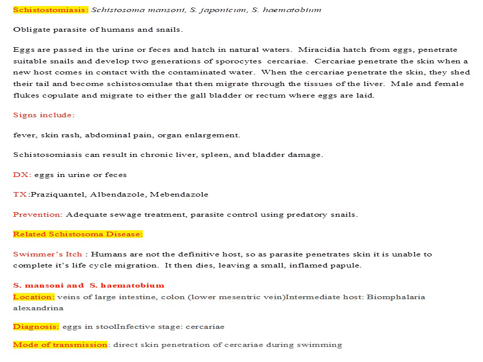Now the signs: fever, skin rash, abdominal pain, and organ enlargement. Schistosoma scarring results in chronic liver, spleen, and bladder damage. For diagnosis in the laboratory, eggs can be detected in urine or feces. Treatment can use praziquantel, albendazole, or mebendazole. Prevention includes adequate sewage treatment and parasite control using predators.